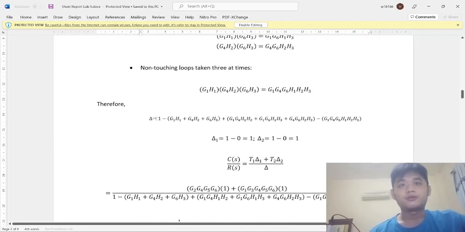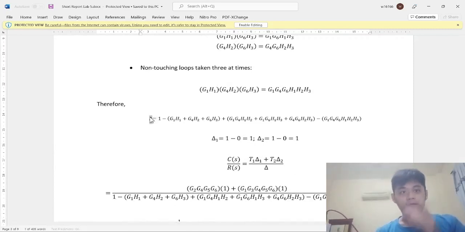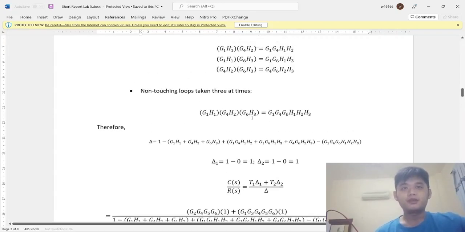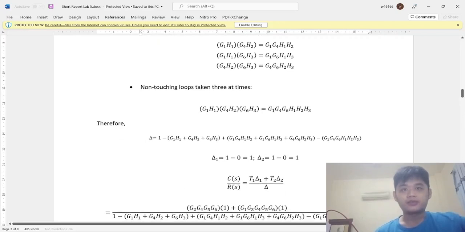The next thing we're going to do is find the delta. The formula of the delta is 1 minus the loops, plus the loops that are taken 2 at a time, and lastly minus the loops that are taken 3 at a time. So all we have to do is substitute all these values into it.